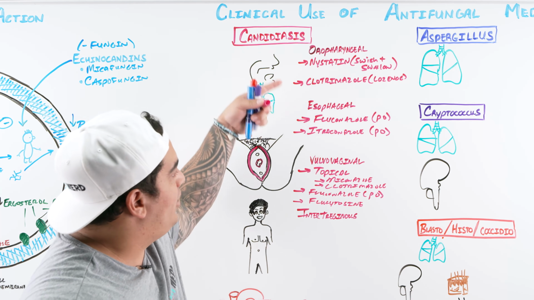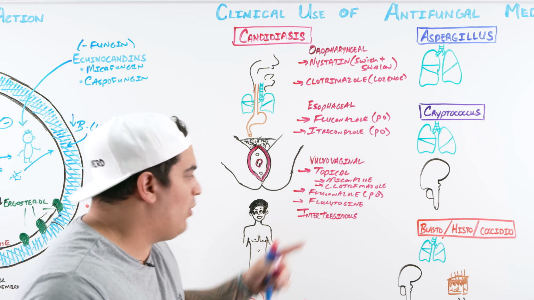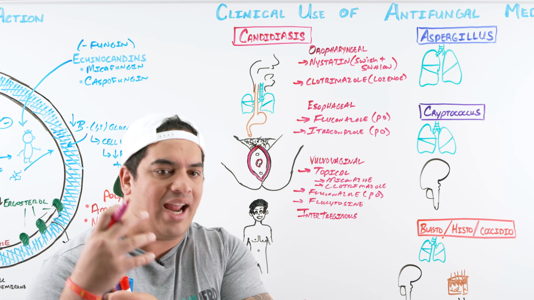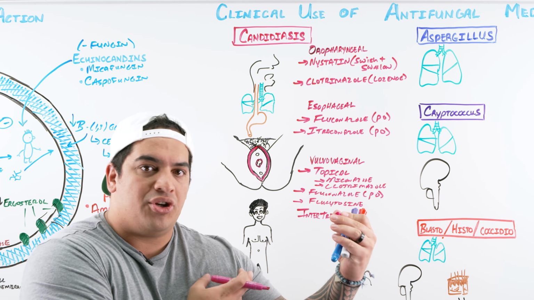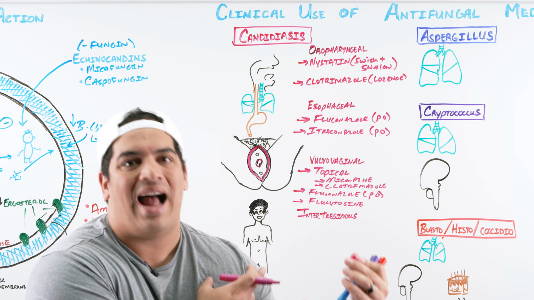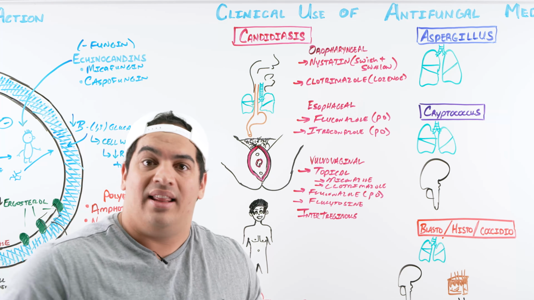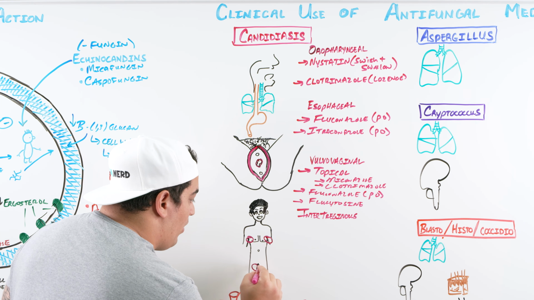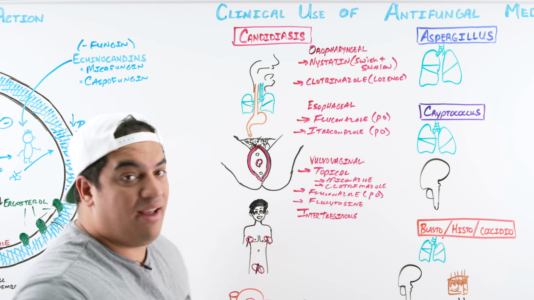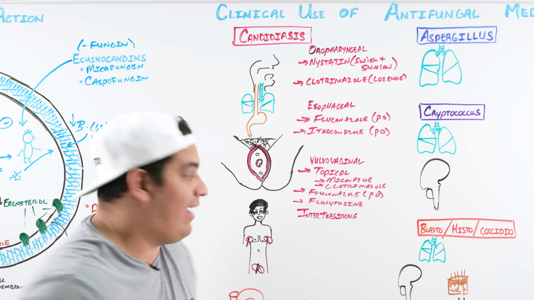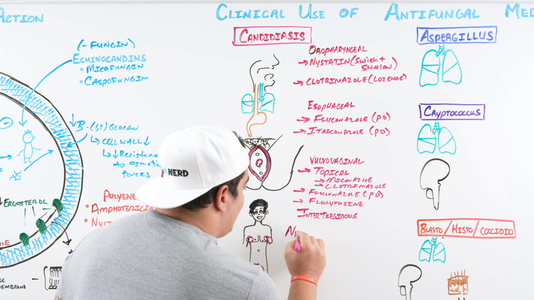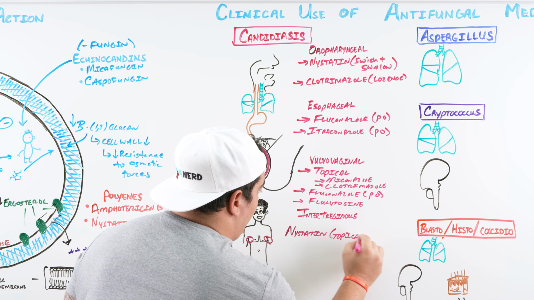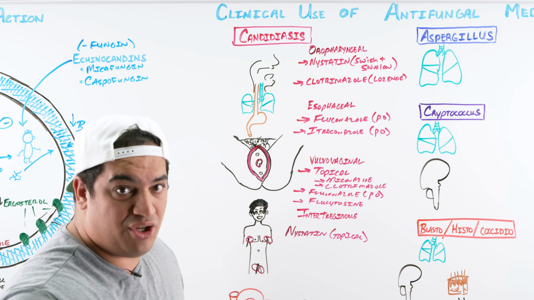All right, so we got oropharyngeal, esophageal, vulvovaginal. What about intertriginous candidal infections? This is where you have very, very moist areas where that moisture can allow candida to thrive. Generally, this is the axillary and the anogenital area. In the axillary or anogenital area, where there's lots of moisture, candida can thrive. And generally, nystatin as a topical agent would be the preferred agent that we would utilize in this infection for intertriginous candida.